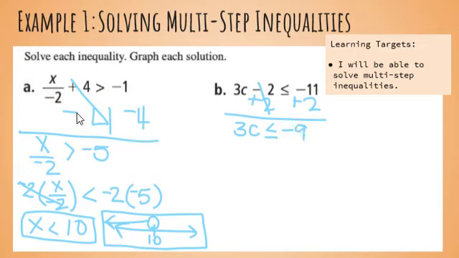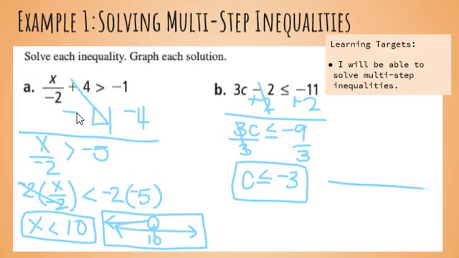Again, we're trying to get the c by itself. This is 3 multiplied by c, so the opposite operation is to divide here. So our 3's cancel, and we have c is less than or equal to -3. -9 divided by 3 is -3. And this time, notice we did not flip your inequality symbol because you're dividing by a positive. So even though you're dividing into a negative, you are dividing by a positive. So your inequality symbol stays the same.